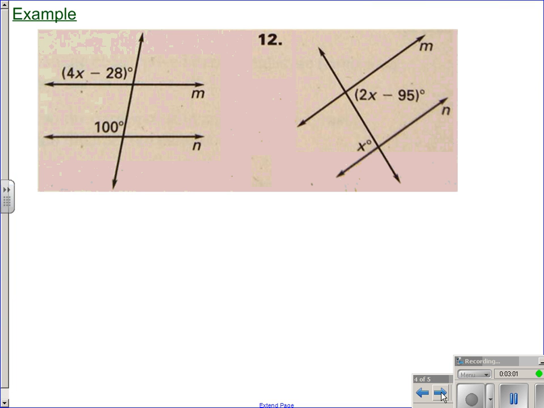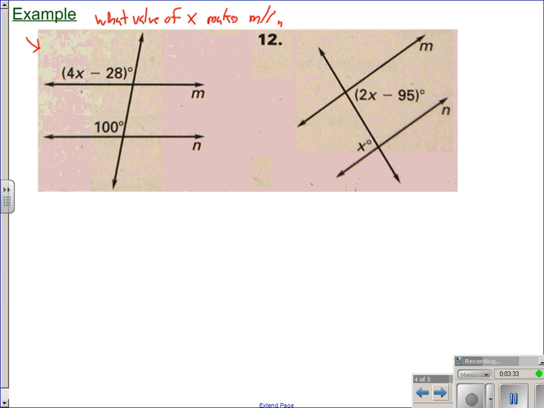So, here's a couple of problems that you'll see in the homework. I forgot to put the directions on there, but the question says, what value of x makes line M parallel to line N? All right, so looking at this first picture here on the left, you have these two angles, the 4x minus 28 and the 100-degree angle.